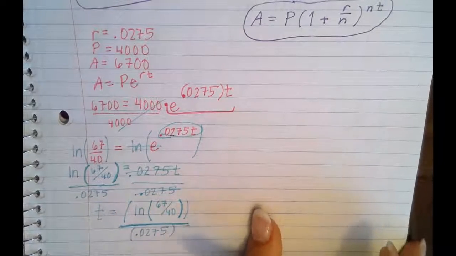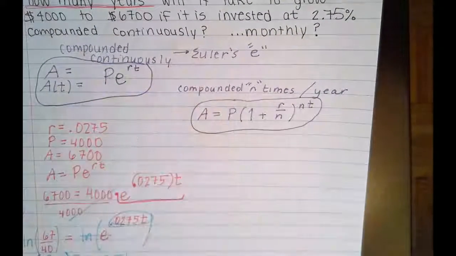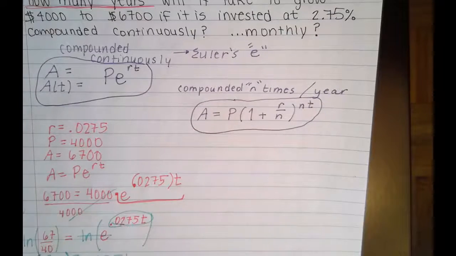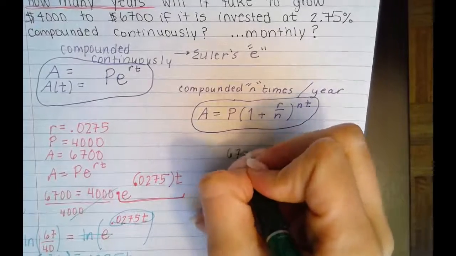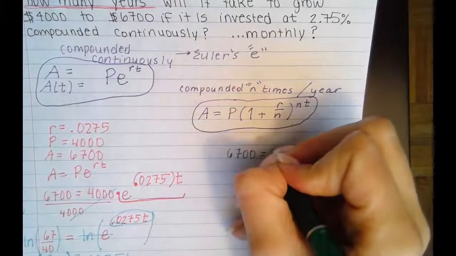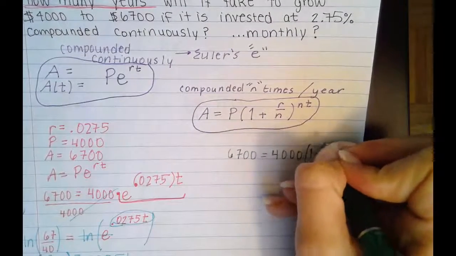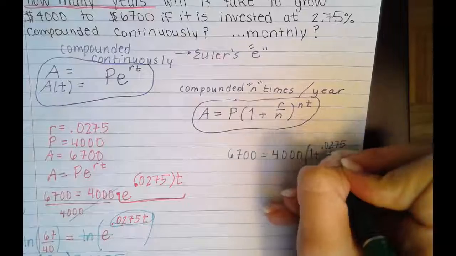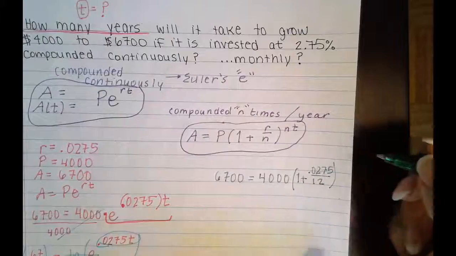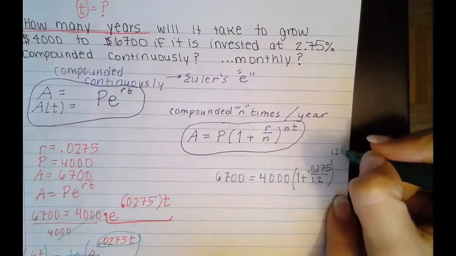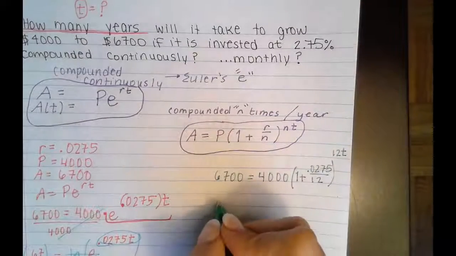Now, what would be different if this problem asked you to do this monthly instead of continuously? It'd be a little different in the sense that we're going to use a different formula. 6,700 is going to equal 4,000 times 1 plus 0.0275 over n times per year. Monthly means 12. Raised to the nt, so that'll be 12t. Again, I'm going to divide both sides by 4,000. So what does that give me? I'm still going to write 67 over 40.